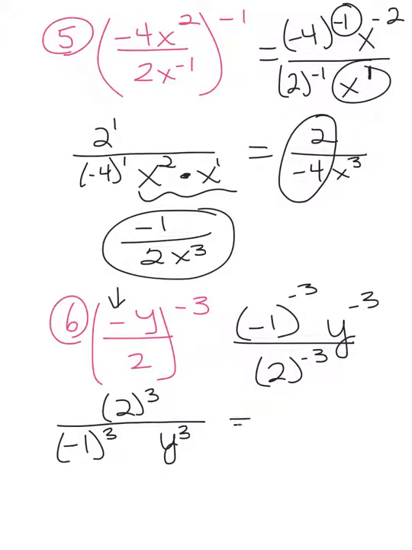Let's start simplifying. 2 to the third power is 8. Negative 1 to the third power is negative 1. And then y to the third is fine where it is. So if you look at my coefficients, I have 8 over negative 1, which gives me negative 8. And then y to the third in my denominator is fine where it is. So that's going to be my final answer there. Negative 8 over y to the third.